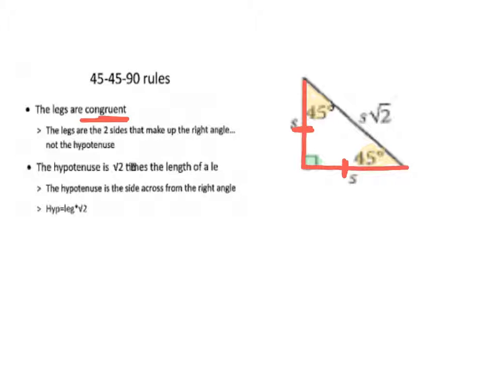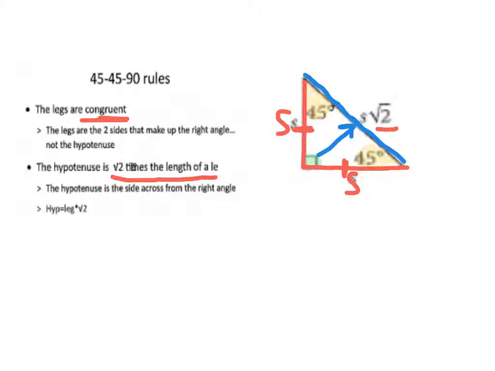Not the hypotenuse. And they're equal, and that's why they're labeled an S, because they are the same. The hypotenuse is the square root of 2 times the length of the legs. So that's why this here is S times square root of 2. The hypotenuse is the side across from the right angle, which you should know. The hypotenuse is the longest side, and it's across from the right angle. And that side is the leg times the square root of 2.